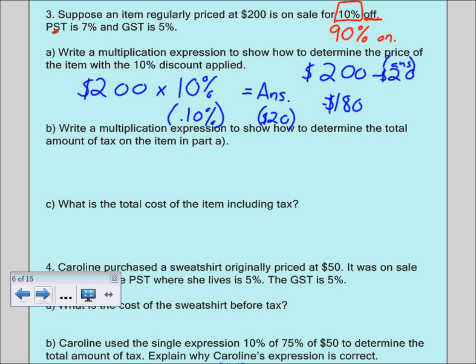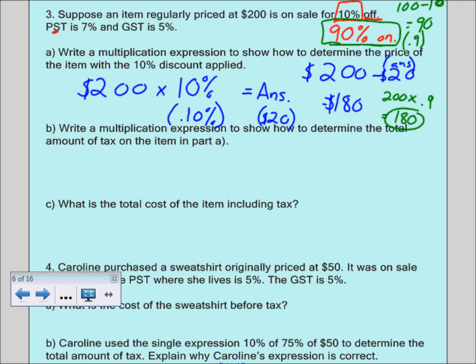Another way to do this, and a shorter way to do this, is 200 times 0.9, because 90% is on and 10% is off. Okay? So 10% off, so 100 minus 10 equals 90. And 90 is 0.9. So 0.9 times 200 equals 180. That's the fast way to do it.